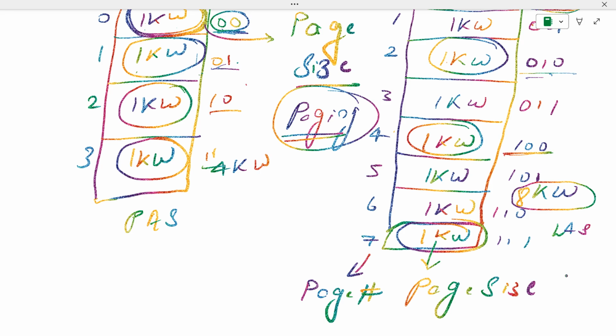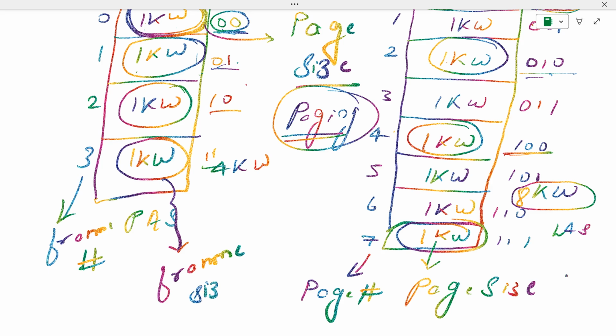In terms of physical address space, this is called the frame number and this is called the frame size. So here the page size is equal to the frame size, but the page number is not equal to the frame number, because this mapping will be done by the paging technique.